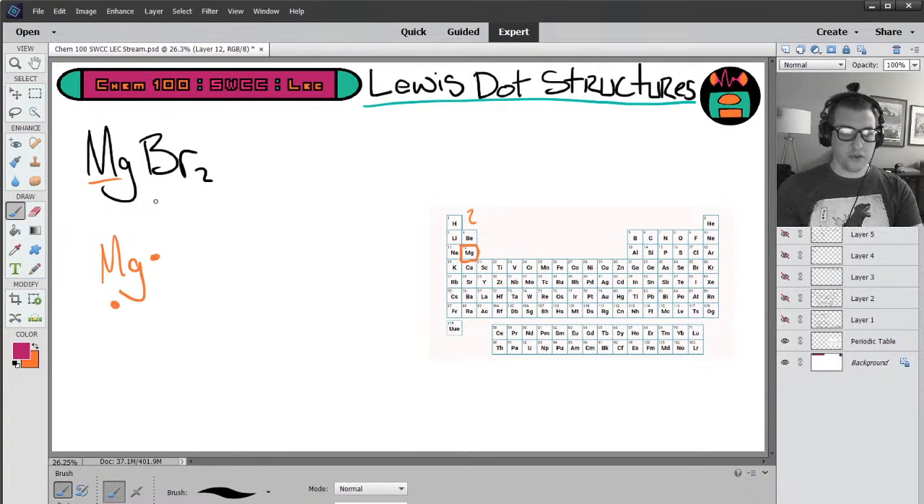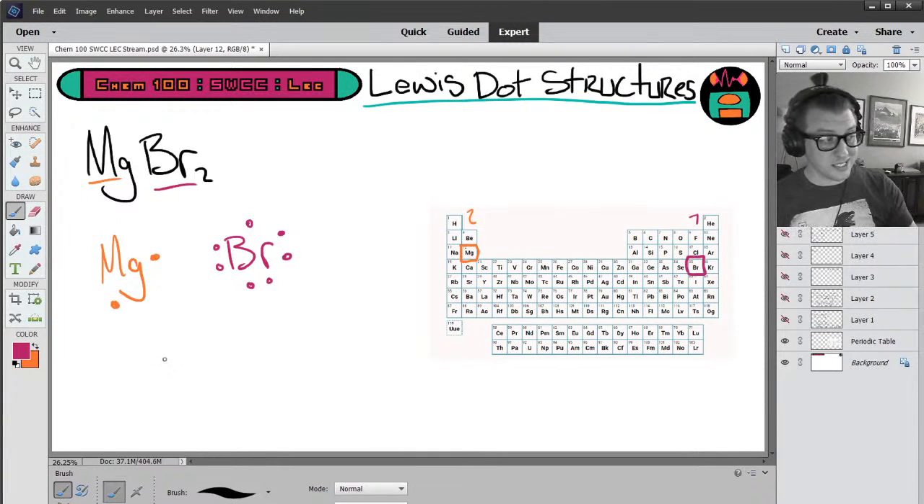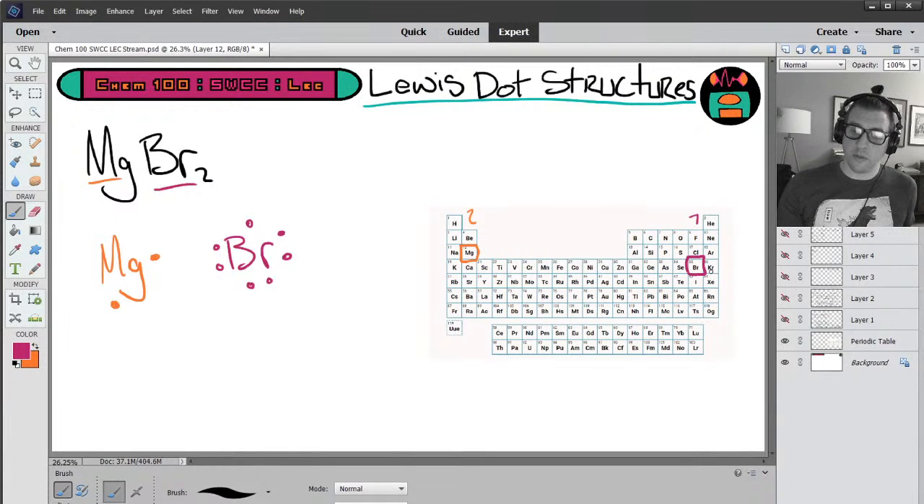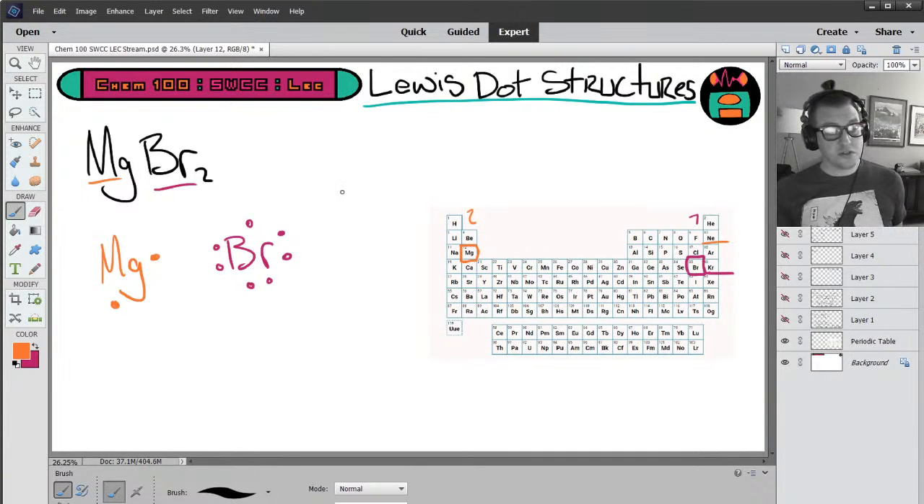Now, if we look at bromine, bromine's right here. It is on the 7th column. So bromine will have 1, 2, 3, 4, 5, 6, 7 electrons around it, like chlorine because it's in the same column. Now, we know what's going to happen, right? Bromine wants to gain electrons to become like its nearest noble gas. Magnesium wants to lose electrons, right? Bromine is closest to krypton. Magnesium is closest to neon. So magnesium wants to lose, bromine wants to gain.